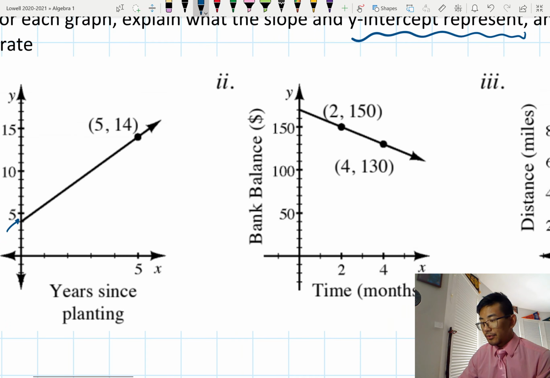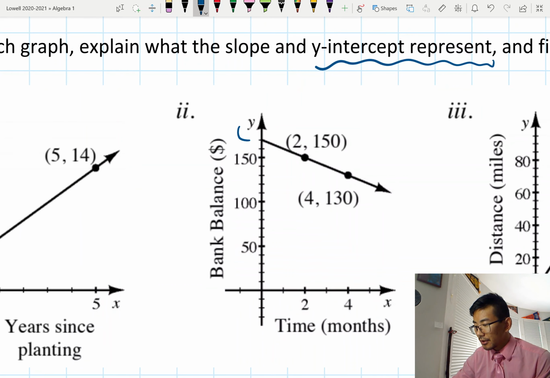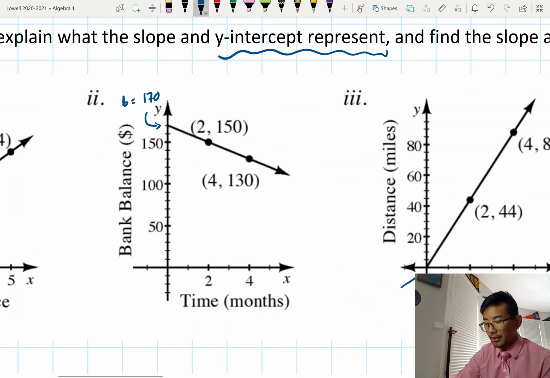Likewise, we can see here on this one that our y-intercept, well, we want to check our scale. It looks like every tick is 10. And so I believe plus 2 more, that would be at 170. So b equals 170. And likewise down here, it just hits at the origin, and so that would mean that b equals 0.